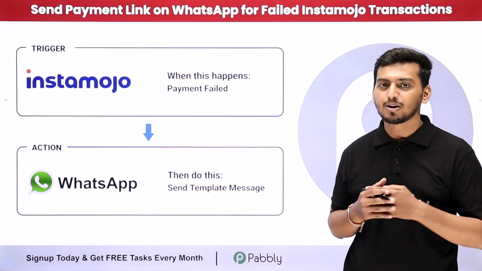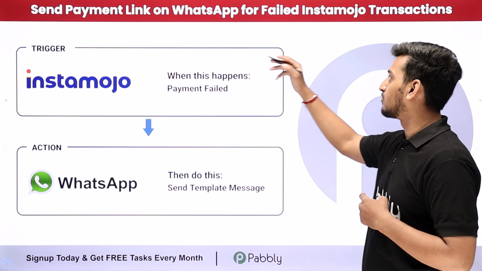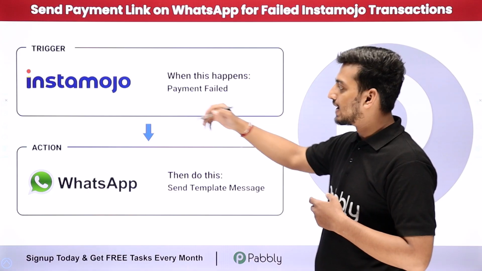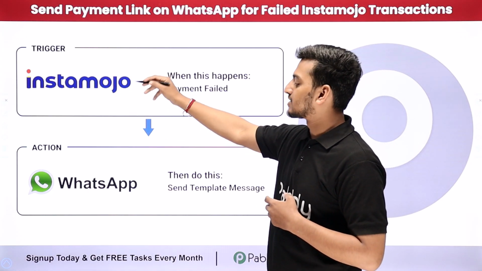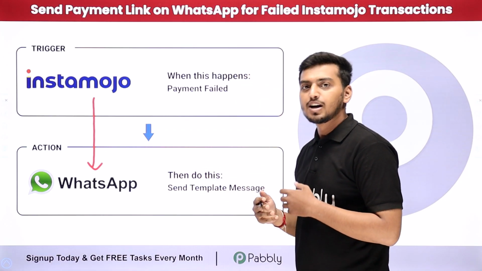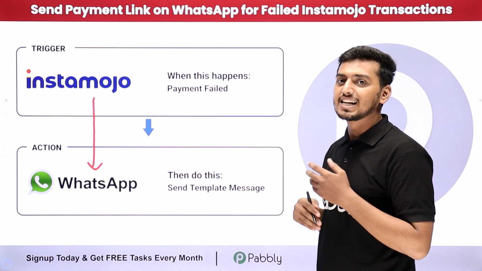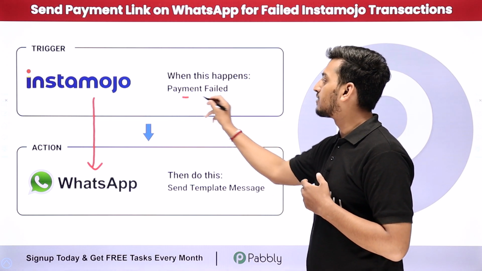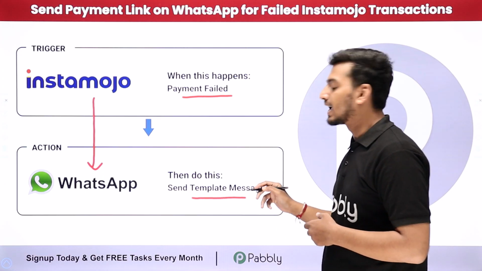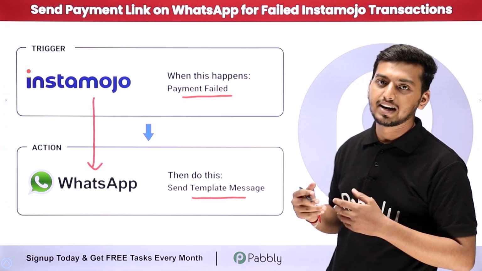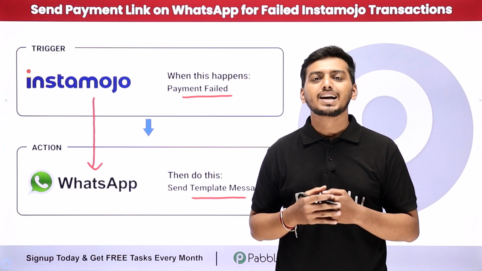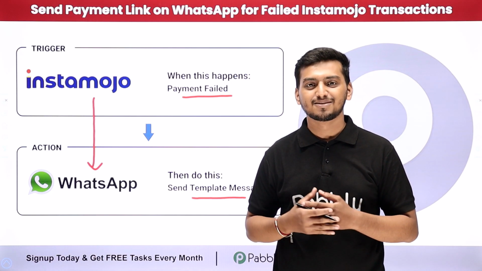Today I am going to demonstrate how you can send a payment link on WhatsApp for a failed Instamojo transaction. Inside this video, I am going to integrate these two different applications, Instamojo and WhatsApp, with the help of Pabbly Connect, so that whenever any user who is trying to pay for any product that he buys from my website suffers any failure of payment, then an instant template message with a retry payment link gets sent to their WhatsApp account immediately. So if you are ready to learn how I am going to create this amazing automation, then let us jump right onto my screen.